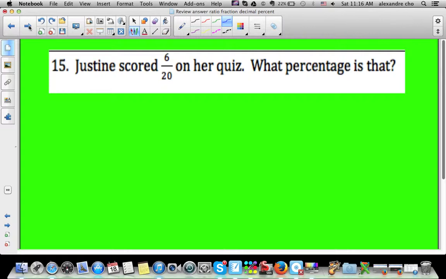15. Justine scores 6 out of 20 on her quiz. What percentage is that? Very simple. I guess the point of this question was to make sure that you know the percent proportion. That's out of 100. We want to know what percent she got. And here she got a 6, which is the part, out of a total of 20 questions. So she didn't do too well.